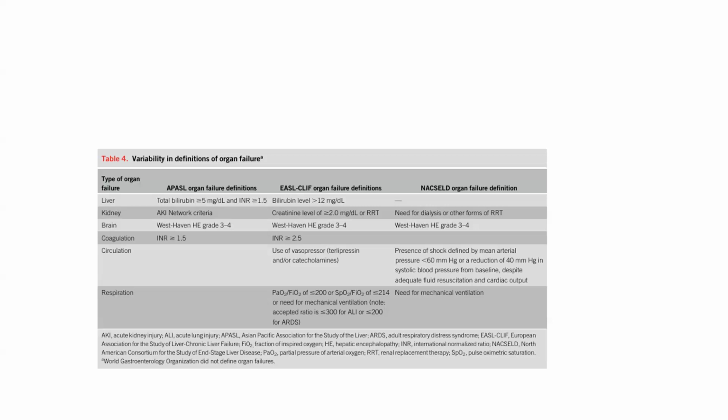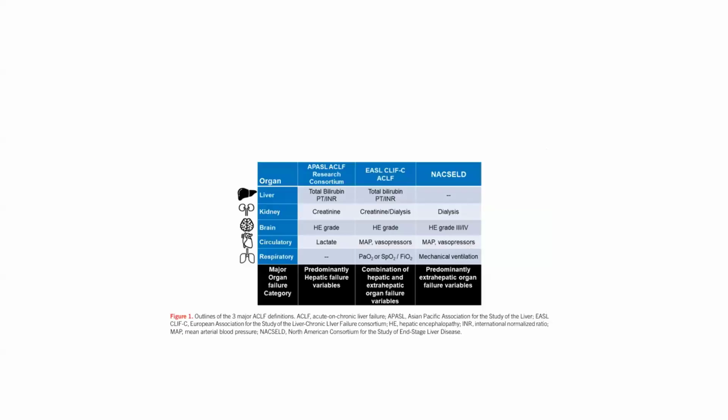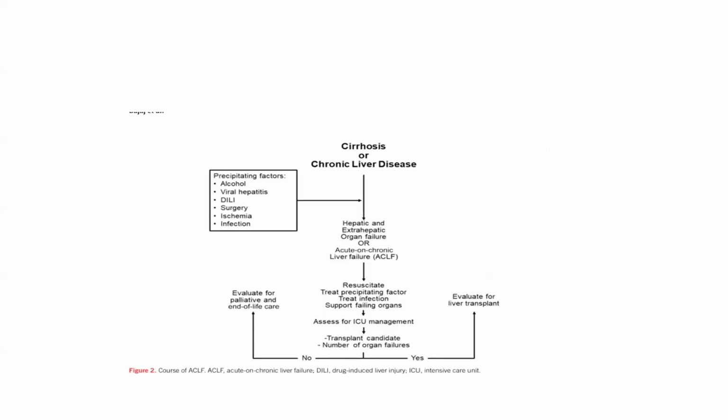Then if the brain is involved, then the hepatic encephalopathy grade should be 3 to 4. And circulatory failure with the presence of shock, defined as mean arterial pressure less than 60 or reduction of 40 mmHg in the systolic blood pressure from the baseline despite adequate fluid resuscitation and cardiac output, and respiration needing mechanical ventilation. So these are the three definitions for acute versus acute on chronic liver disease.